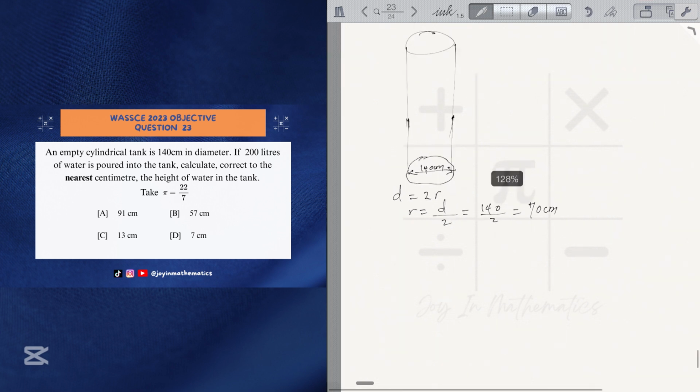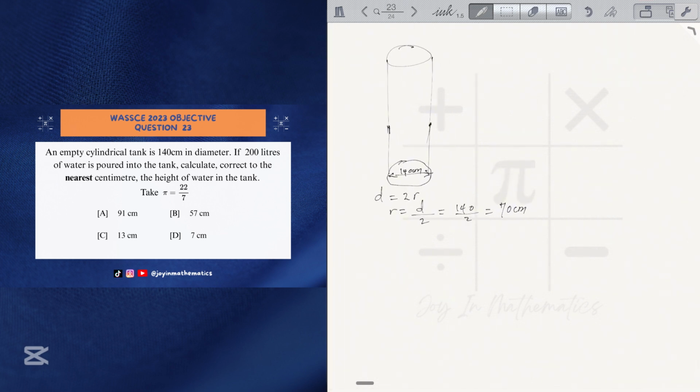Now, that's the first line of the question. Now, the second line says if 200 liters of water is poured into the tank, correct to the nearest centimeters, the height. So we are looking for the height, h.